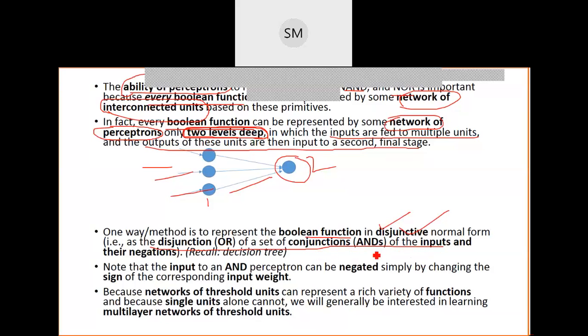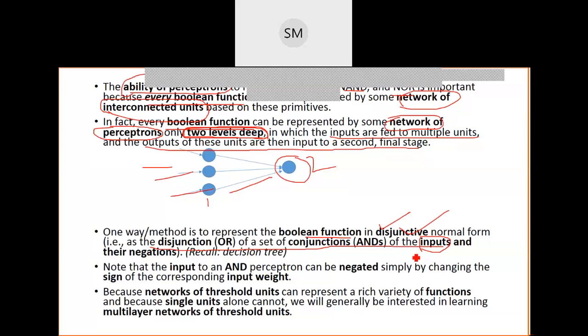Here there is an AND operation between these inputs x1, x2, x3, x4, like this. Many other such sets are there, and all these ANDs are disjuncted. It means that we are putting an OR operation between all these AND terms. Then it will be represented as a disjunction of conjunctions of inputs. Just recall your decision tree, then you will get this.